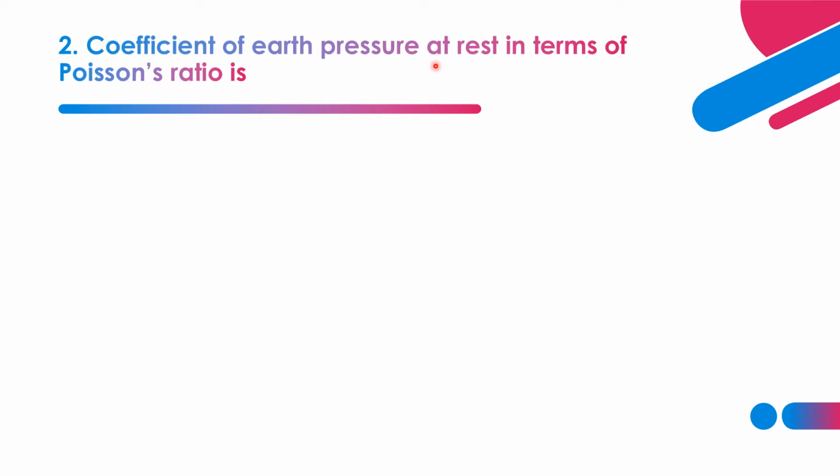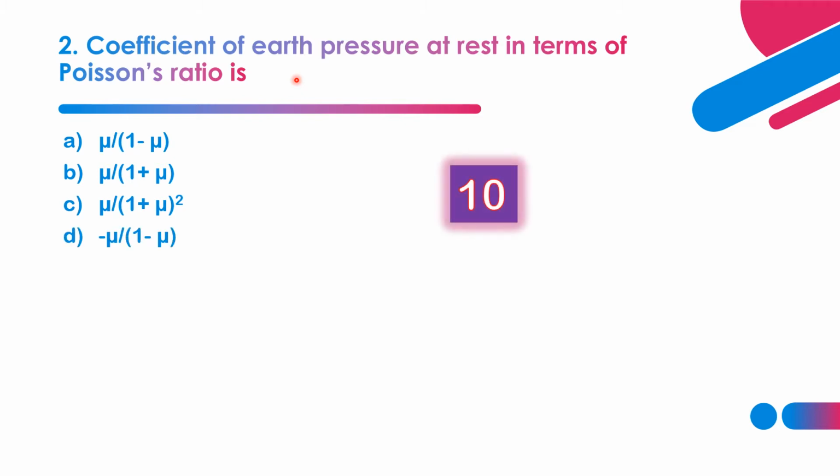This question deals with the at rest earth pressure. The coefficient of earth pressure at rest in terms of Poisson's ratio is: option A, nu by 1 minus nu; option B, nu by 1 plus nu; option C, nu by 1 plus nu square; option D, minus nu by 1 minus nu. So what is the coefficient of at rest earth pressure in terms of Poisson's ratio? Now let's see the answer.